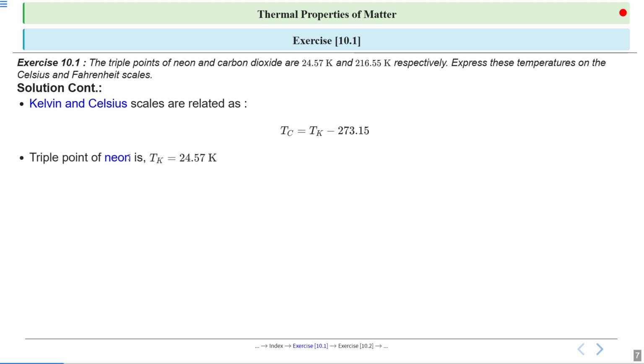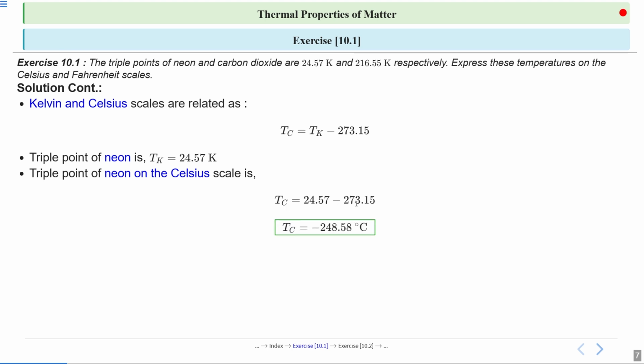So we know the triple point of neon is 24.57 Kelvin. And the triple point of neon on the Celsius scale will be, given temperature 24.57 minus 273.15. Alright, because in the above expression, we already discussed the relation. So Tc equal to this one. Now after subtraction, it will be minus 248.58 degrees Celsius. Alright.